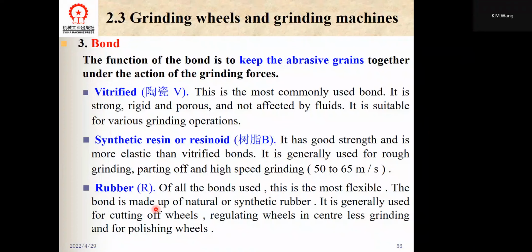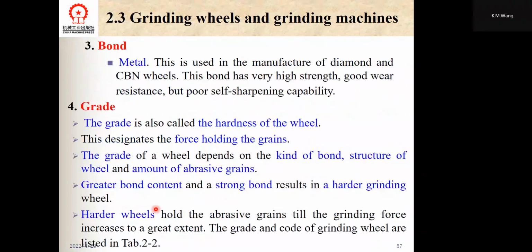And four is metallic bond. This is used in the manufacture of diamond and CBN wheels. This bond has very high strength and good wear resistance, but the disadvantage is that it has poor self-sharpening capability. This is the bond.